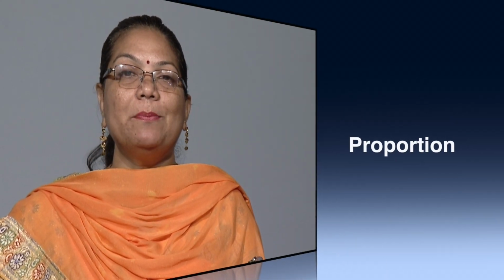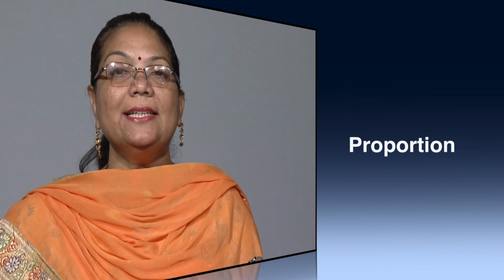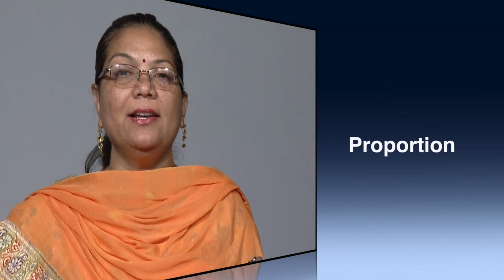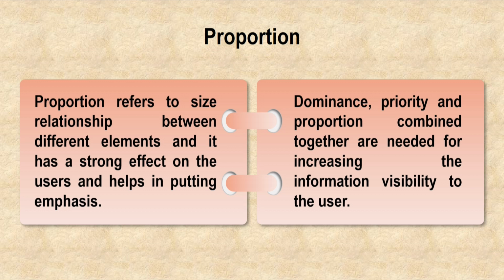The next principle of graphic designing is proportion: how much proportion is to be allocated to different graphical elements. Proportion refers to the size relationship between different elements, and it has a strong effect on users and helps in putting the emphasis on certain elements. Dominance, priority and proportion: if we combine all these three things, then we can create an overall design with better impact, and it also gives more visibility to certain graphic elements.